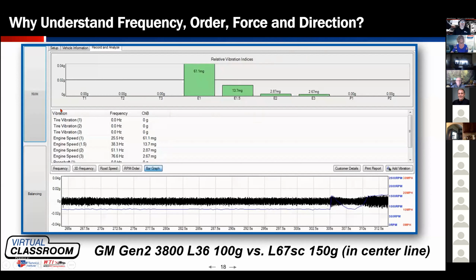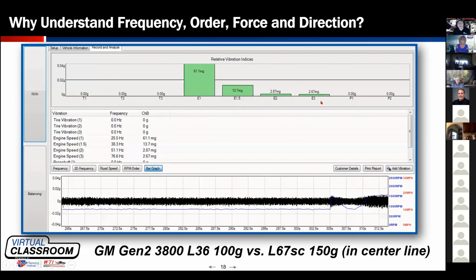And then I ask the software to organize it into what we refer to as order. Now, I have a few different graphs on the screen. I have a massive graph right here saying 61 milligrams of force under a heading called E1. The E1 stands for engine order 1. The next block over is engine order 1.5, followed by engine order 2, engine order 3.